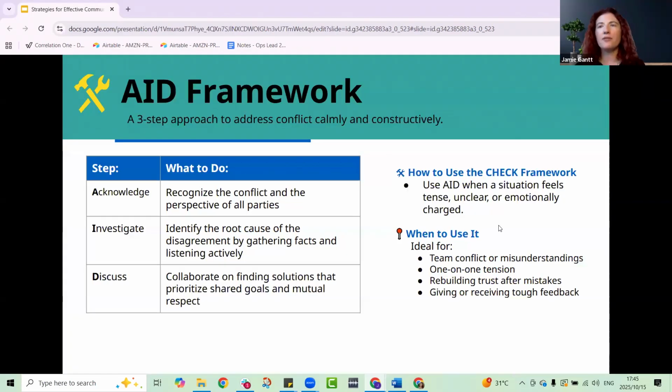All right, so conflict management, the AID framework. This is great. So this is great if you're mediating. So if the situation is feeling very tense, if there's a conflict between people, this is a really great way to kind of work through that.